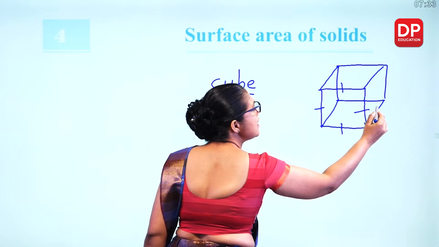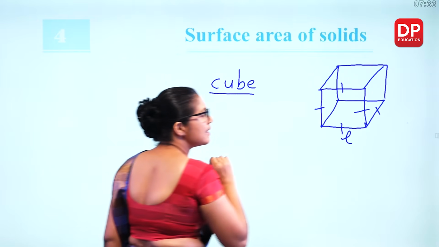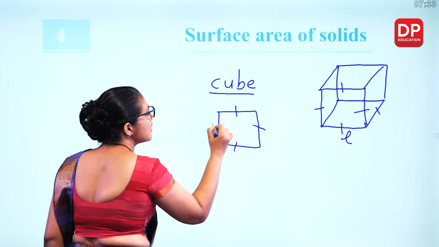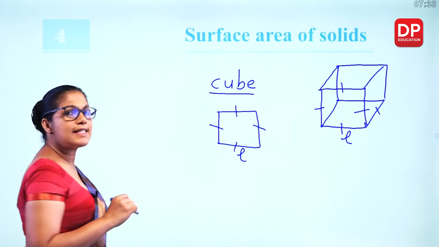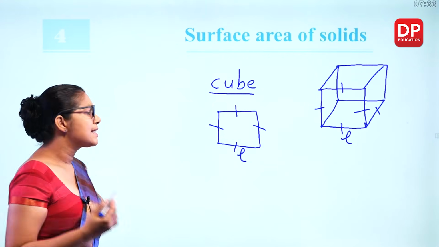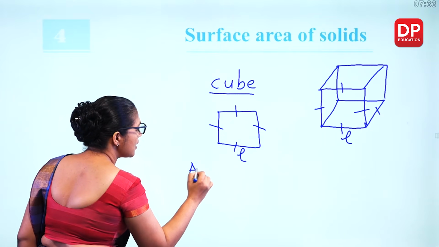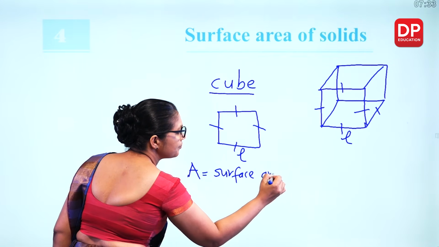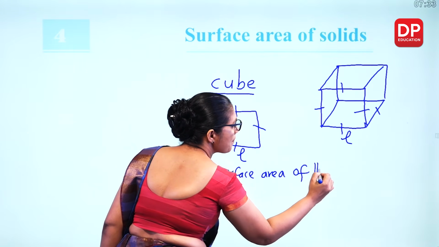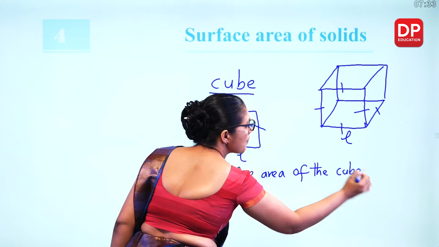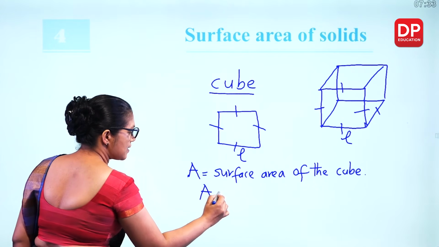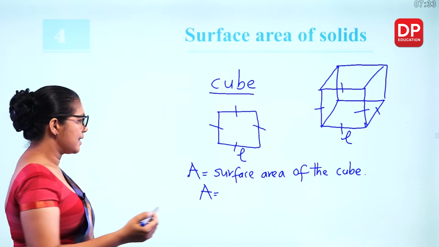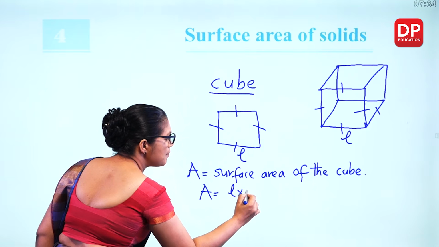Here, if we take one side as L, you get a square with all sides equal, so the length is L. How can we find the surface area of the cube? If A is the surface area, then A equals, what's the area of a square? We know length times length. So here we multiply length times length.